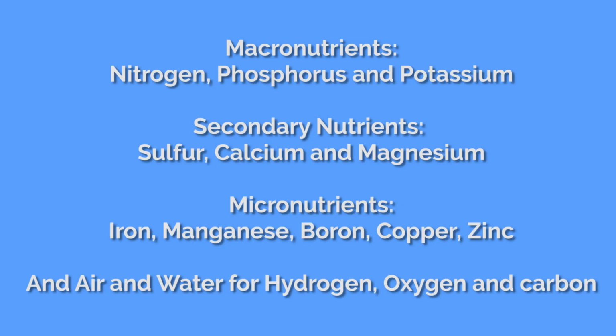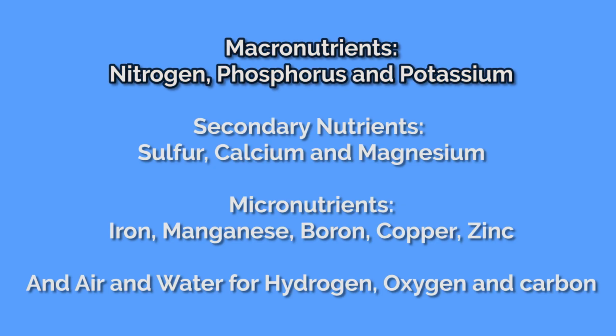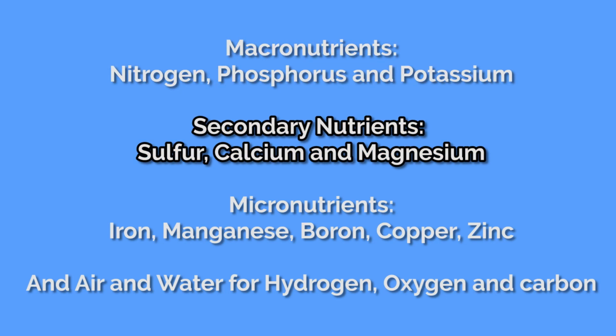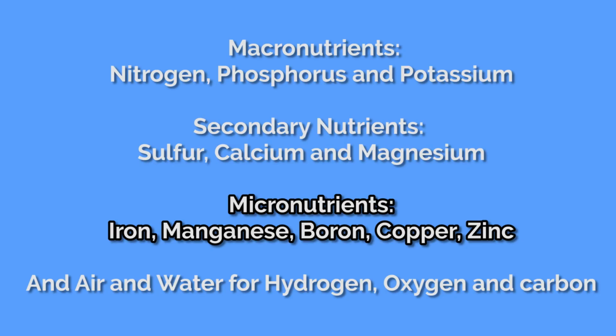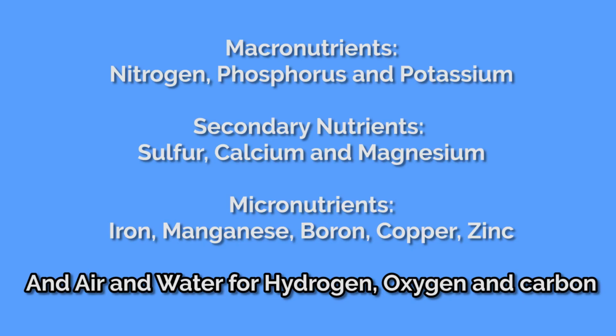Plants rely on 16 elements to grow and produce maximum yields. Macronutrients consist of nitrogen, phosphorus, and potassium. Secondary nutrients are sulfur, calcium, and magnesium. Micronutrients are iron, manganese, boron, copper, and zinc. And of course, air and water for hydrogen, oxygen, and carbon.